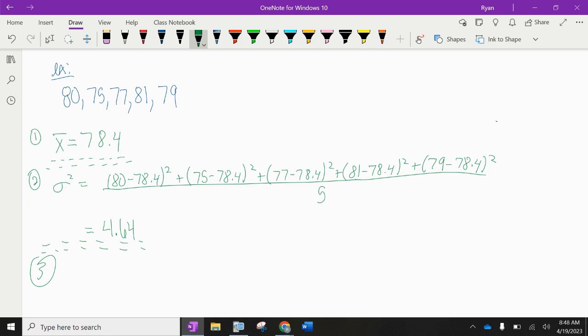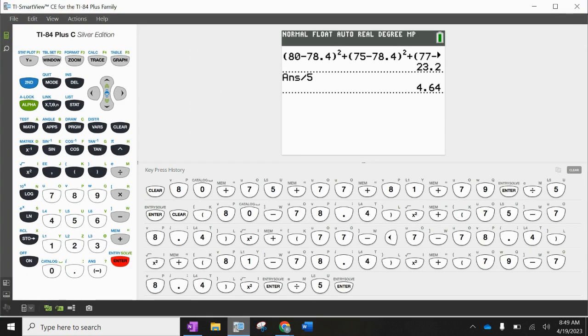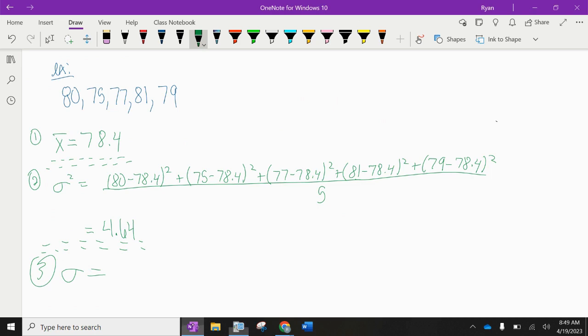So once you've done all of that, to get from this variance to the standard deviation, we need to take the square root of that. So I'll go back to my calculator, second square root. I can type in the number 4.64, or I can do the square root of answer, just a little bit less for me to type. And the standard deviation is 2.15.